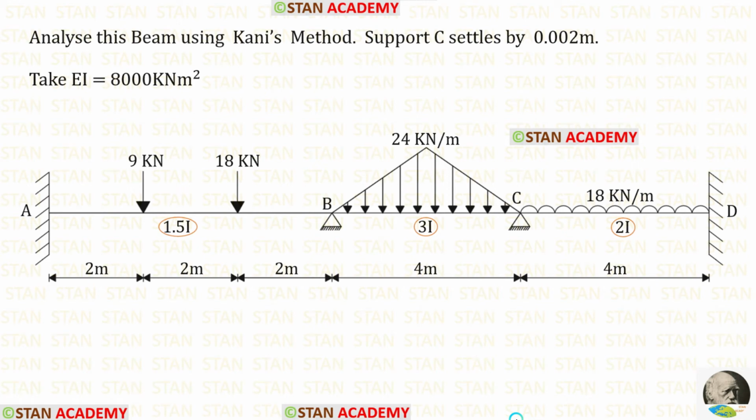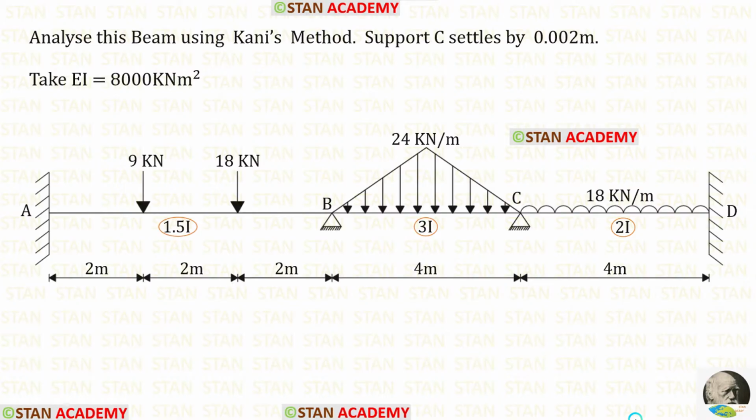Hello everyone. Today we are going to analyze this beam using Kani's method. In this beam, the support C settles by 0.002 meter. The flexural rigidity EI is given as 8000 kilonewton meter square.